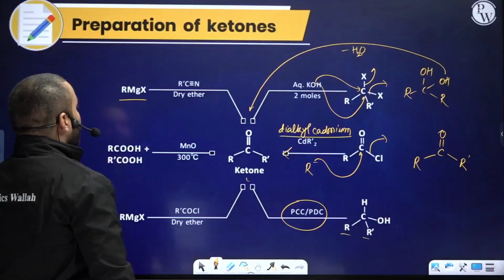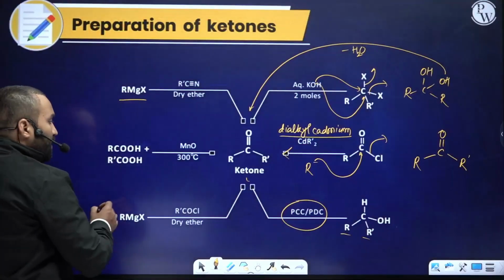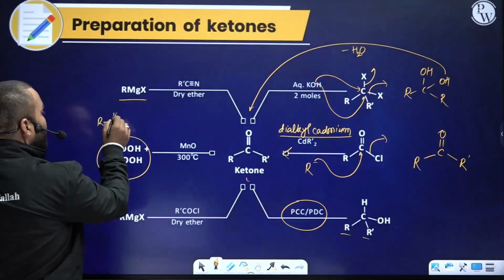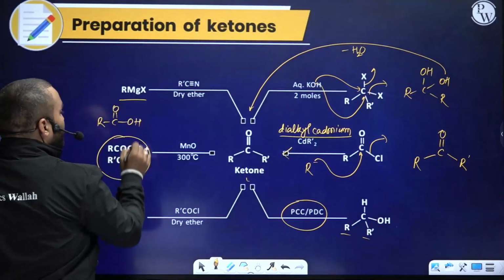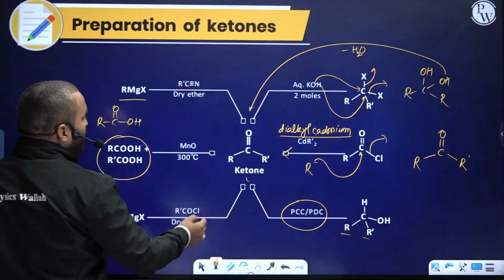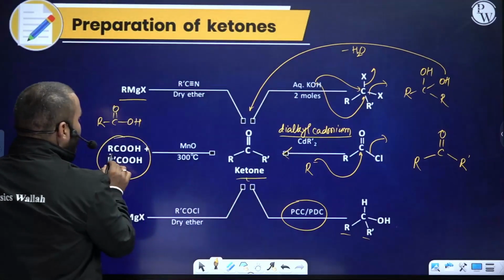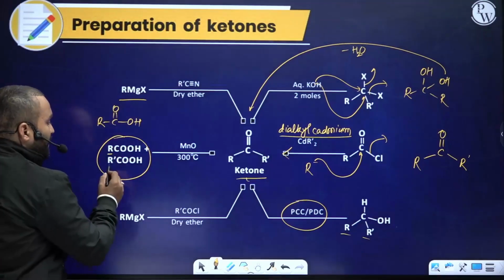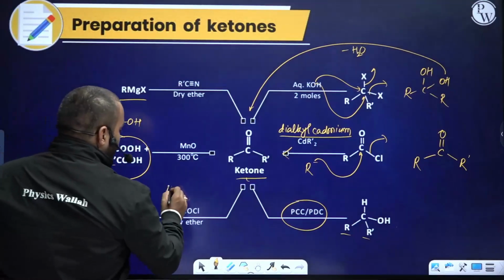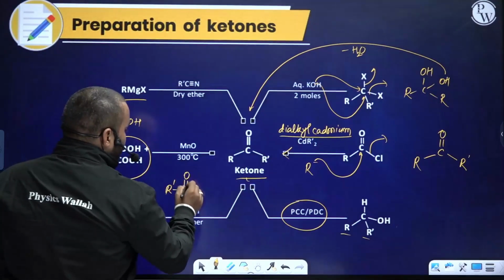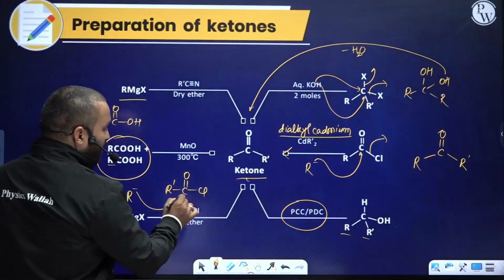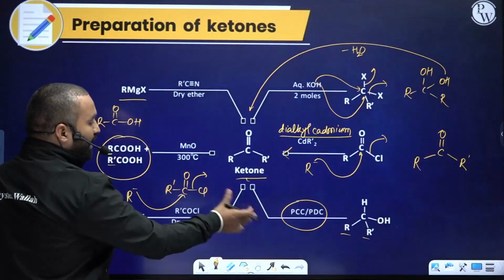Let's go back and discuss the next reaction. Suppose you take 2 of these carboxylic acids and treat it with manganese oxide. There will be exchange of R groups. There will be some sort of rearrangement and the compound obtained will be a ketone. So one R will come from one carboxylic acid, the R dash will come from another carboxylic acid. Now this compound is R dash C double bond O Cl. R comes from Grignard reagent, attacks here. Chlorine is a leaving group, it leaves and forms a ketone.